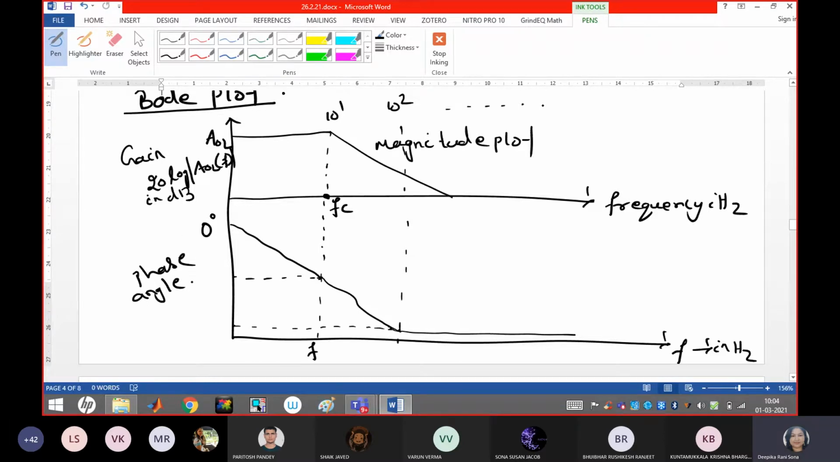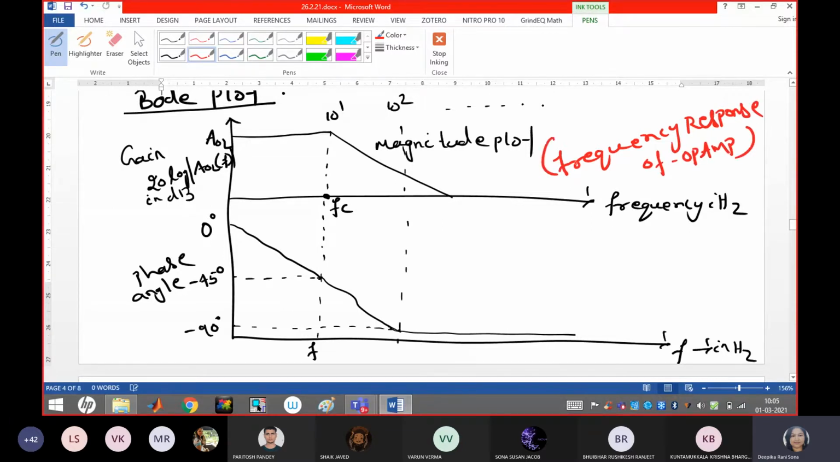So here we may get a phase angle of 90 degree where we are getting exactly the cutoff frequency. So this is called the frequency response of the op-amp. Okay, this is the graphical representation. How do we understand that? As the frequency increases up to Fc, the gain is almost constant, but after Fc, the gain reduces at a rate of minus 20 dB per decade.